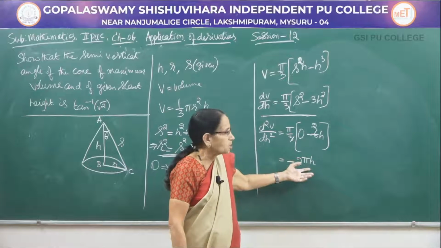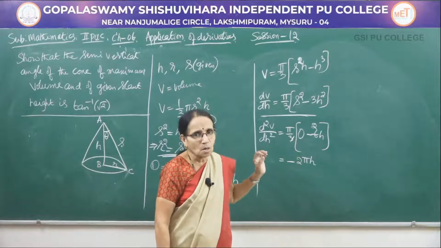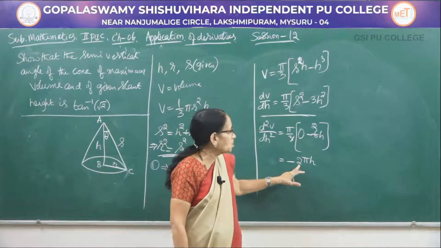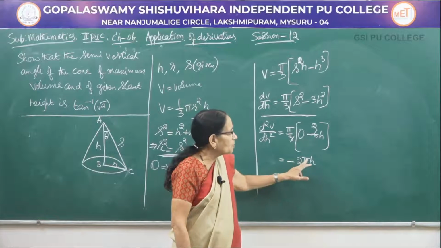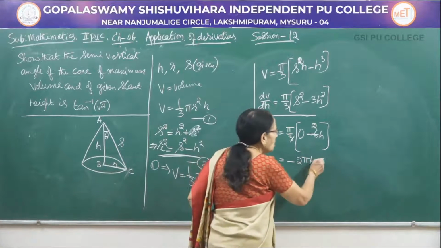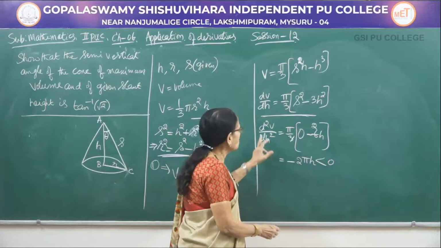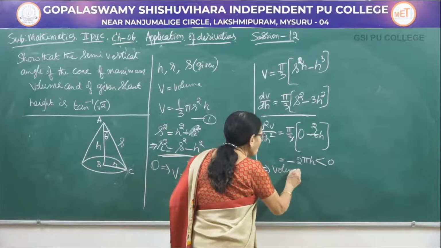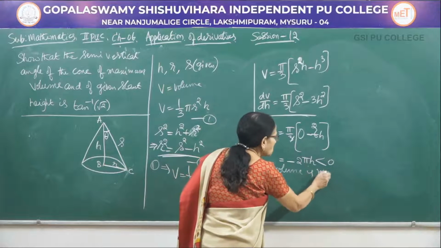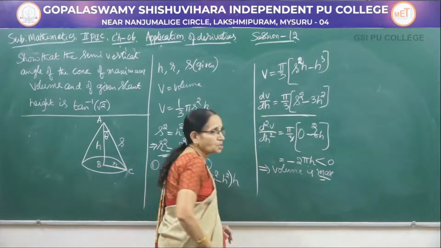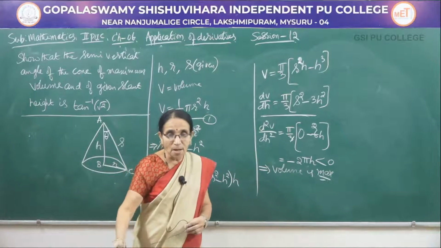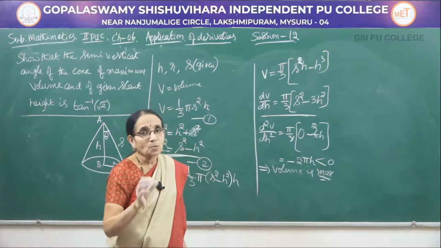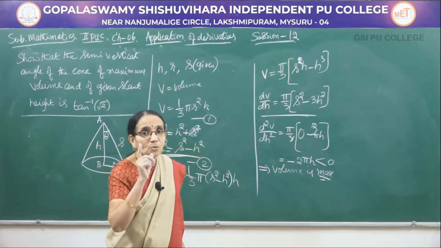Even otherwise, you can argue H being the height of the cone here, it is always a positive quantity. Pi is a positive number, 2 is a positive number. So the negative of all these positive quantities will always be less than 0. So the second derivative less than 0 implies, what does it imply? The volume is maximum. Just to get this information, that the volume is attaining a maximum value, we have to consider the second derivative. But what is our aim now? We have to get the value of theta here.